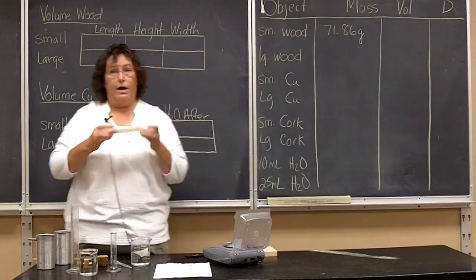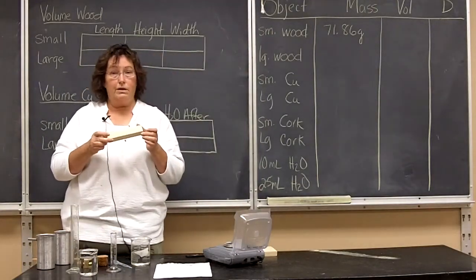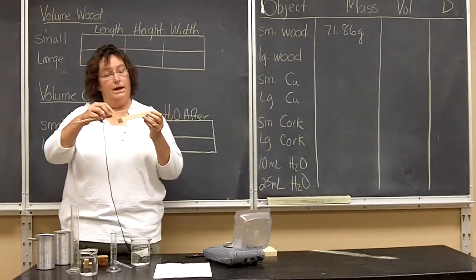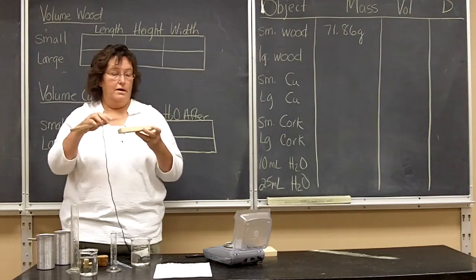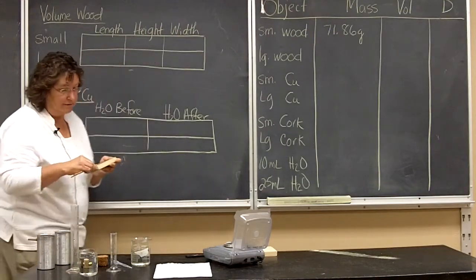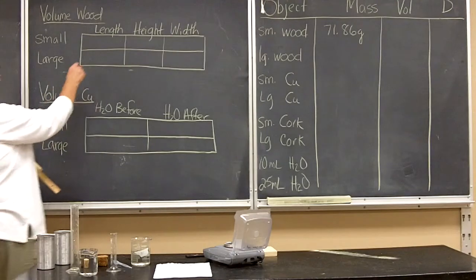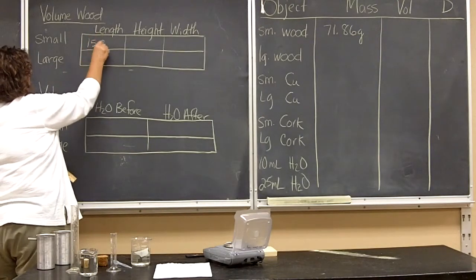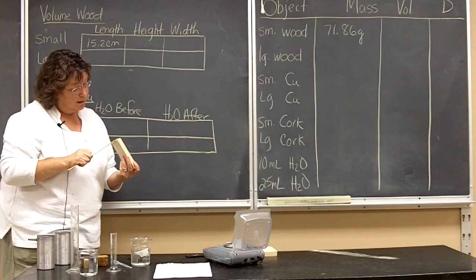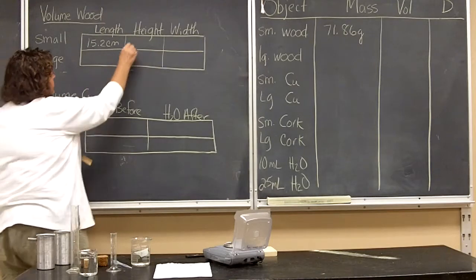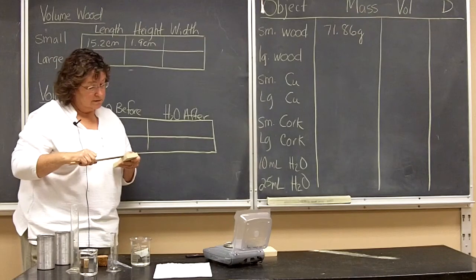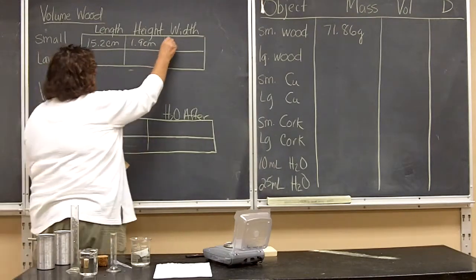Next, I have to take the volume. Now remember, we have three methods to do that. Since this happens to be a regular shape, I'm going to take length times height times width. So here's that first number. The length is 15.2 centimeters, and I'm going to put that right here. The height on this is 1.9, and the width on this is 5.5.